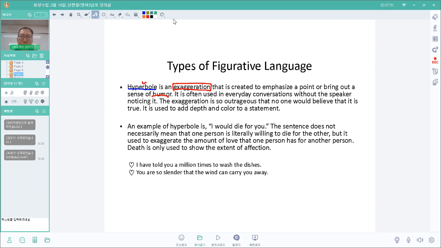Okay? So the example of hyperbole is when we say, I have told you a million times to wash the dishes. Told you a million times. In fact, I only told you a couple of times, but I'm still saying I told you a million times. Exaggeration. Use of hyperbole. Okay? And another example is, you are so slender. You are so skinny that the wind can carry you away. So this is exaggerating, that you are really slender, you're really skinny, even the wind can carry you away. So this is a technique of hyperbole.